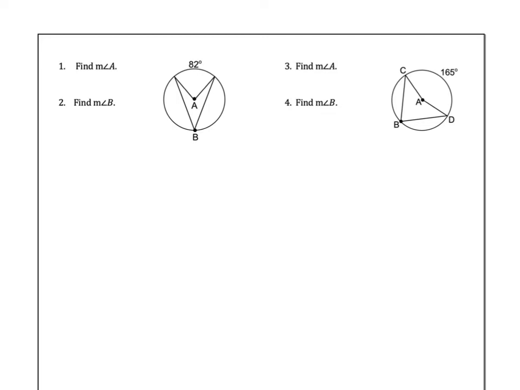Let's try numbers 1 and 2. So find the measure of angle A. Think about what kind of angle angle A is. It's this angle right here. It's a central angle. So it should be the same as the arc. So if you're thinking this angle is 82, you are correct. But then it says find the measure of angle B. And angle B is down here, and that's going to be 82 divided by 2, which is 41. So that angle will only be 41 degrees.